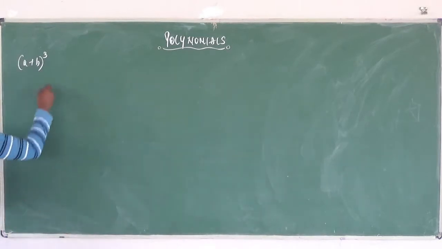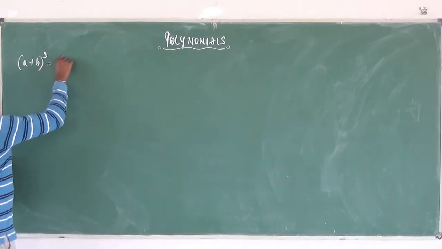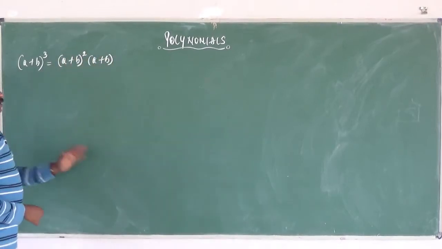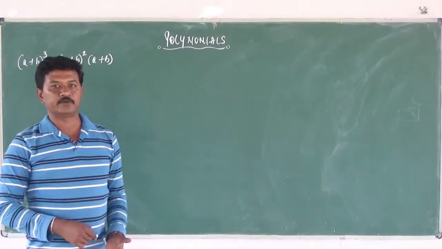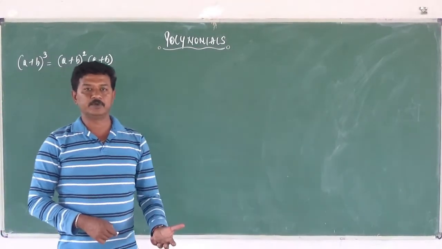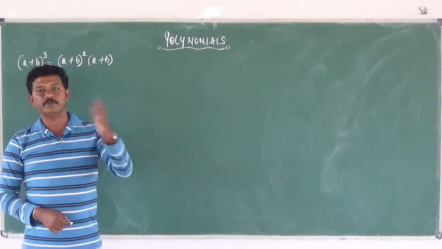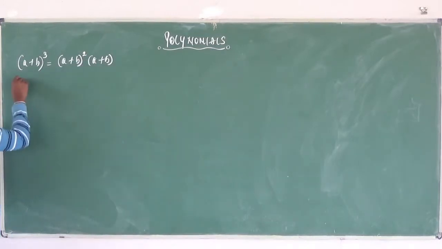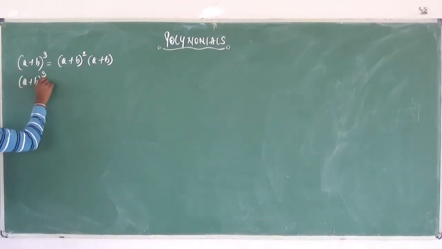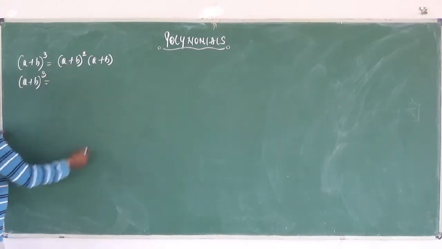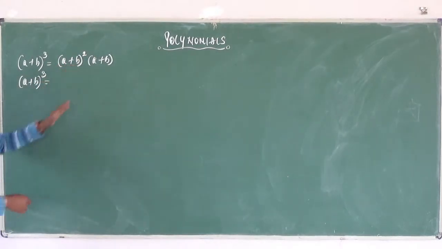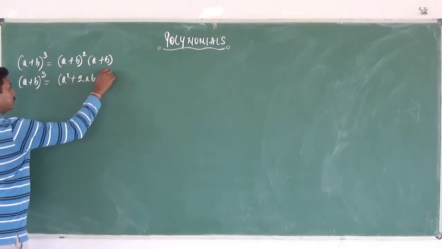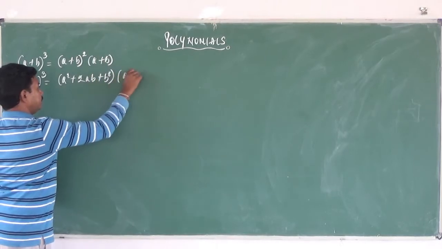For the expansion of (a + b)³, I am going to do it like this. I will take it as (a + b)² into (a + b). We are still deriving the formula here, so we will derive this (a + b)³ formula by using the previous formula we already know, that is (a + b)². We know the expansion of this identity, so it is (a² + 2ab + b²) into (a + b).